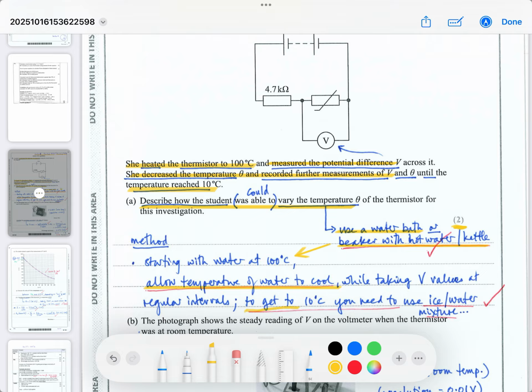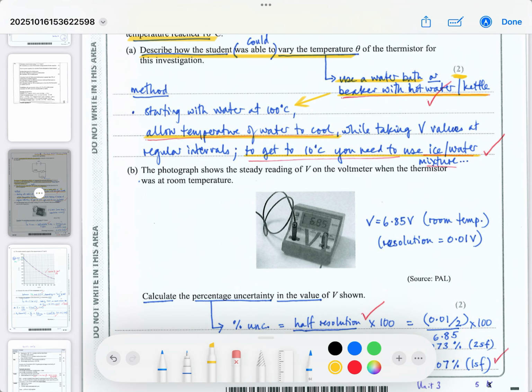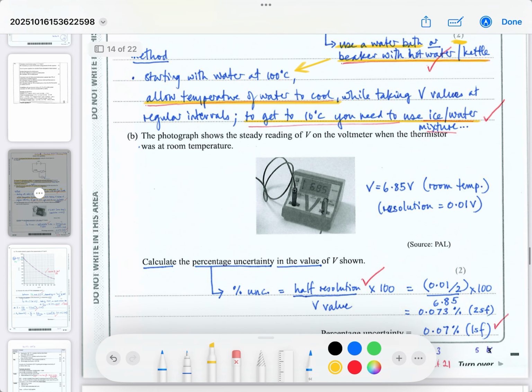And then to get to 10 degrees centigrade, you would need to use some ice to get it below room temperature, because obviously tap water will be around 20 degrees centigrade. So that's how you get 2 marks: 1 for a general method, starting with a hot water bath or something. I don't really use hot water baths. Do they go up to 100 degrees centigrade? I would have to ask my technicians, because I see biology students using them more than physics students.